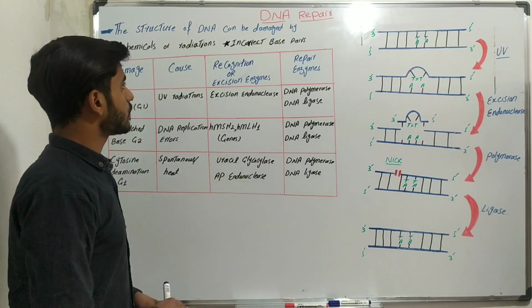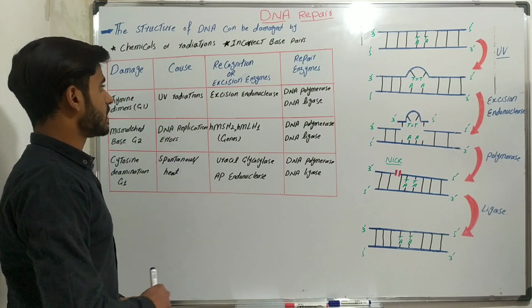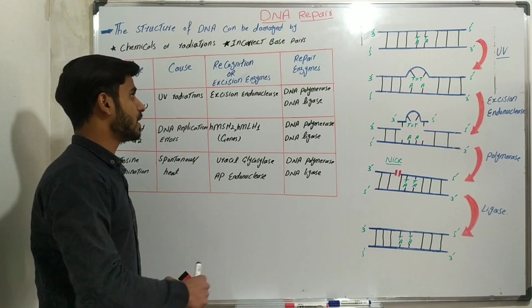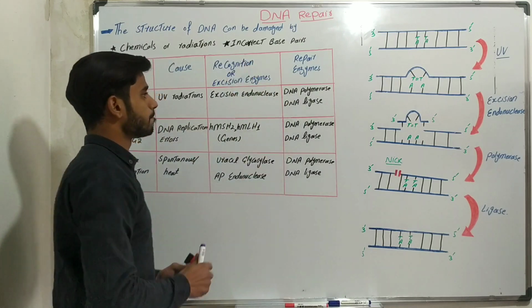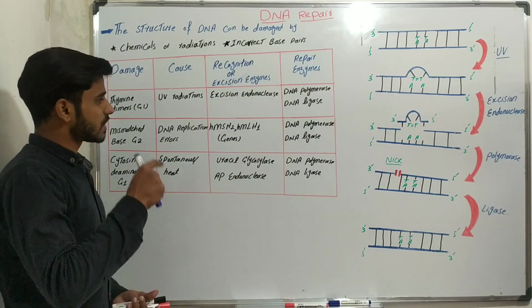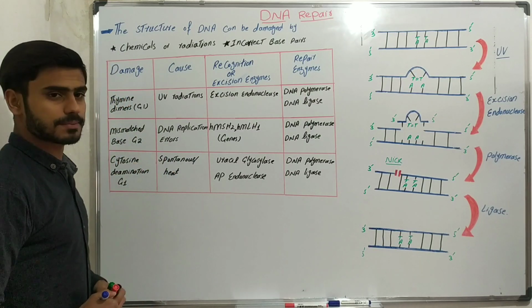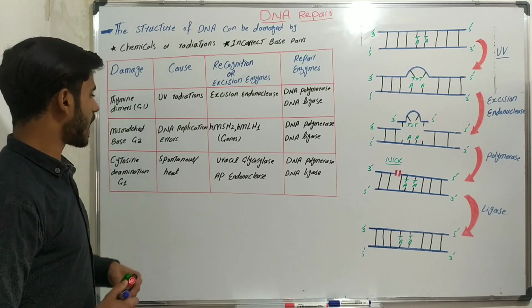First we are going to see what the cause of the damage is, which enzymes recognize that damage, and which enzymes cause the repair of DNA. There are three damages which are mostly seen in DNA. The first one is thymine dimers. First you must know what thymine dimers are.